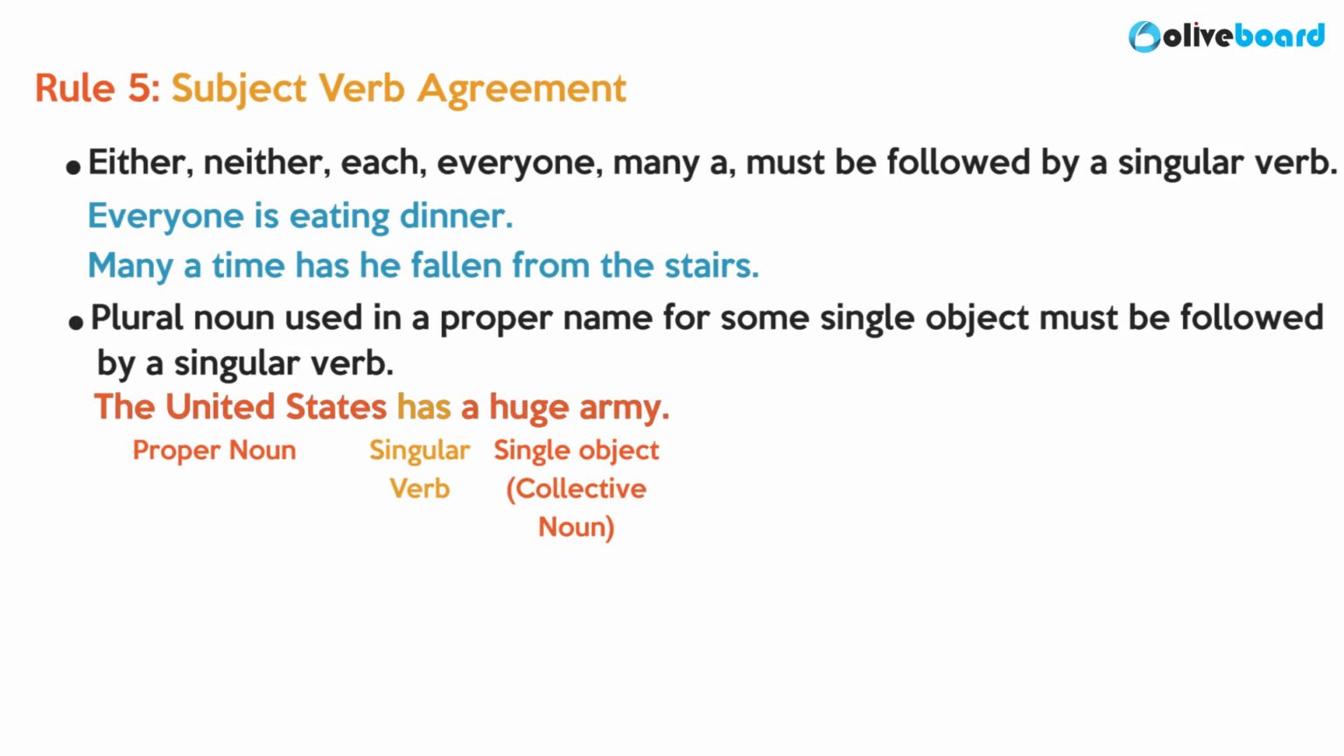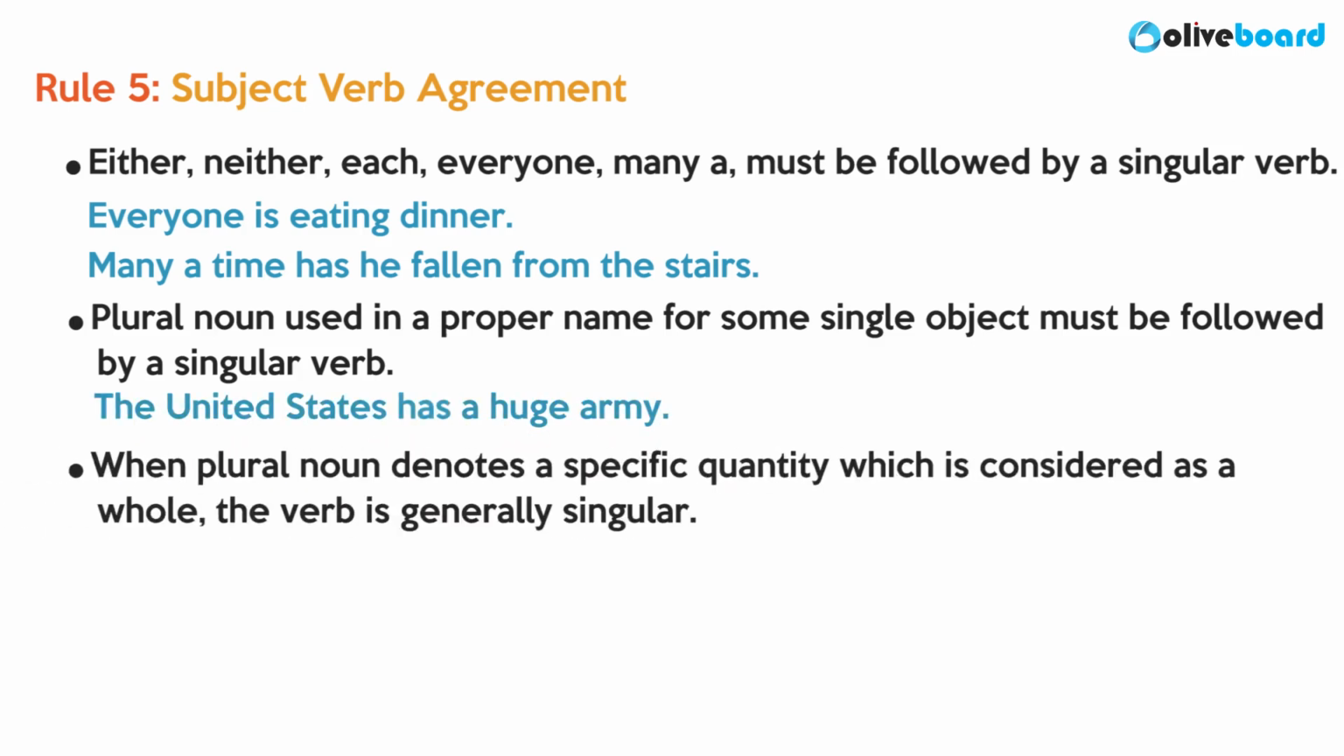The last rule here says when a plural noun denotes a specific quantity which is considered as a whole, the verb is always singular. मतलब whenever we are talking about a quantity as a whole, like 5 kilometers, 5 feet, जब भी कोई quantity की बात हो रही हो, taken as a whole, as a group or together, the verb is always singular. For example, 5 kilometers is a long walk.